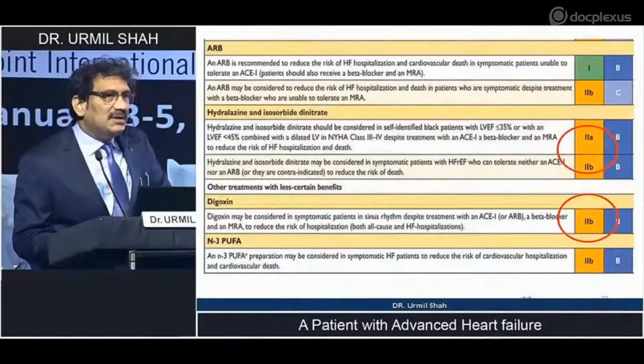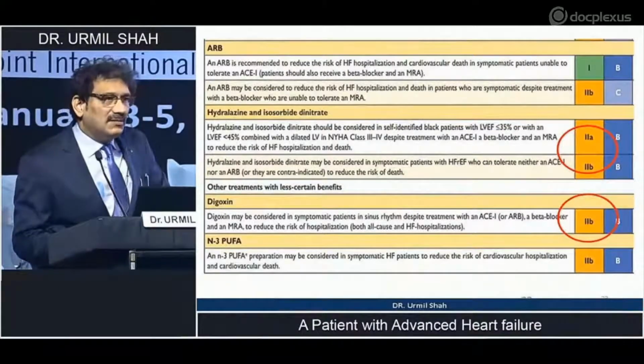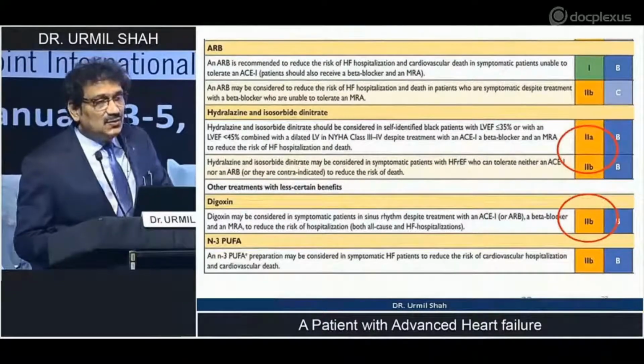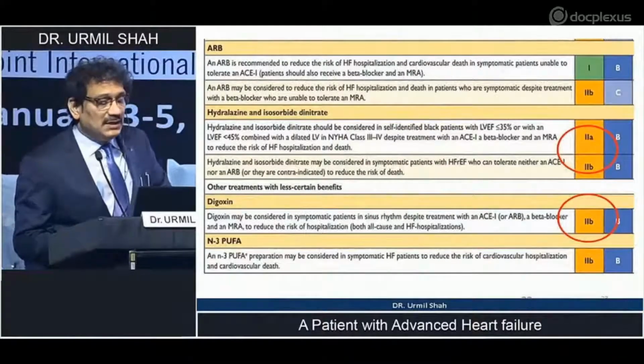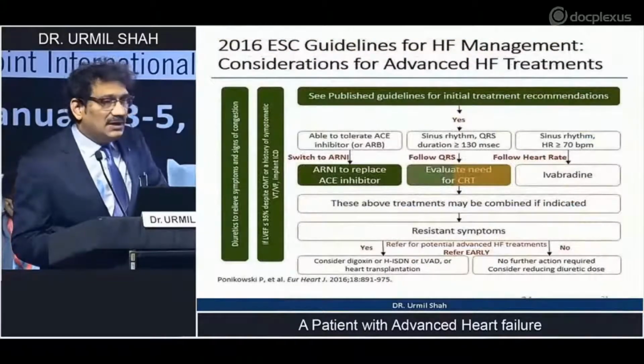Hydralazine with isosorbide dinitrate combination is a very useful additional therapy if the patient is not getting control with an ARB and ACE inhibitor, or if the patient is not tolerating them for some reason, it can be started. Digoxin is a class 2B indication, not a class 2A indication. Always refer the patient early, or in a timely manner, to the tertiary center, which is very important.